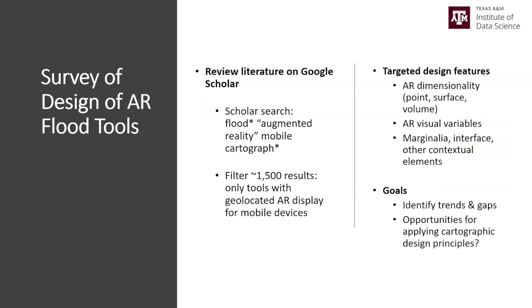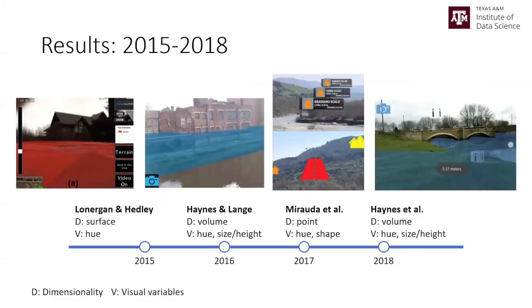So as part of my consideration on how to design the tool, I've been doing a lit review through Google Scholar. The goal is to identify trends and gaps in the literature and see if there are any opportunities for applying some of the cartographic design principles that I was trained in as a geographer to improving the AR display of some of this storm surge data.